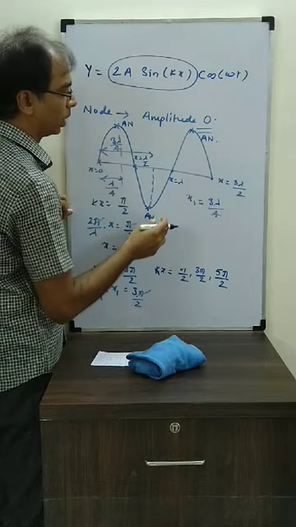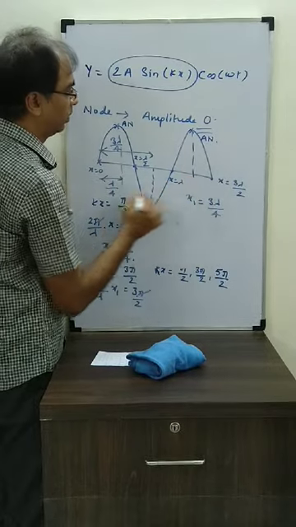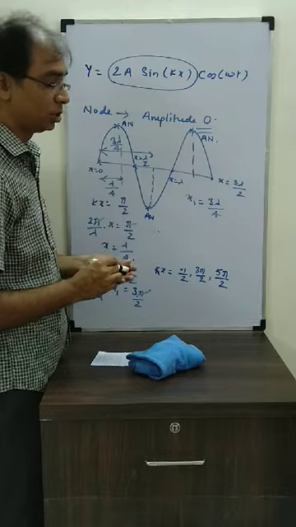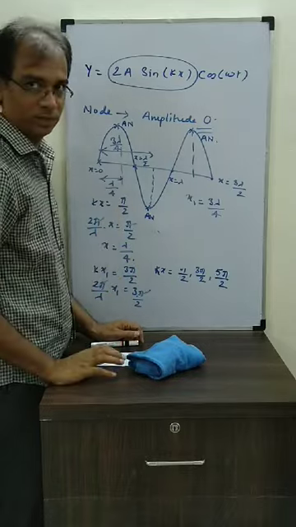Same way for the third one, you can see that here it is 5 pi by 2. That means this value will become 5 lambda by 4 from here. So this way we can find the positions of nodes and antinodes for a standing wave. Is that okay?